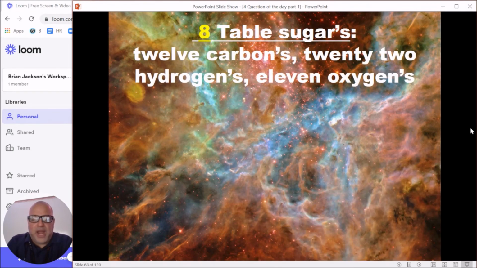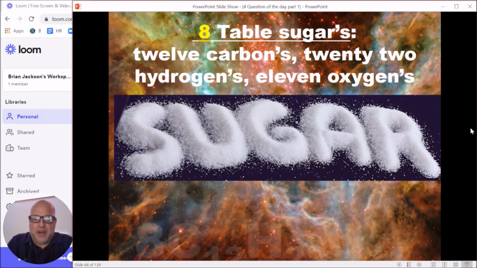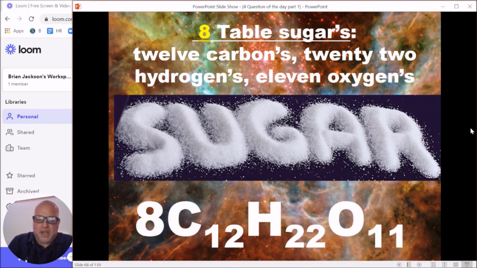If you want to make eight molecules of table sugar, that is what they're asking for us. So we've got some sugar coming through right here. What you need is 8 of them, and then C12, H22, O11.